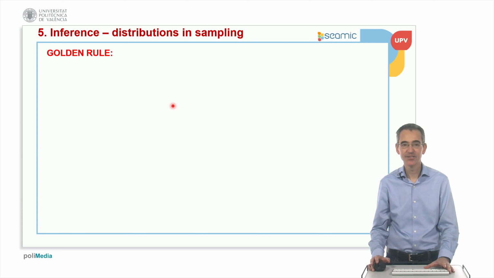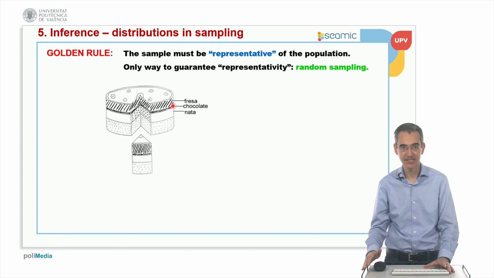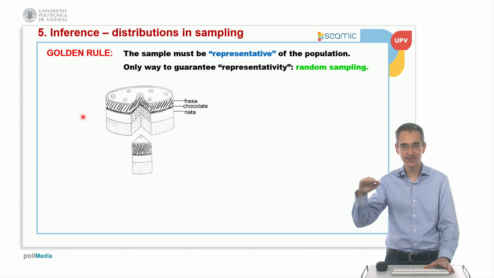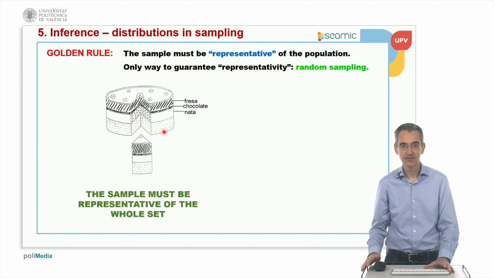Good. The golden rule of sampling is the following. The sample must be representative of the total population. And the only way to guarantee this representativity is random sampling. This is an example. Imagine that we have a pie comprised of different layers, which is quite often the case. So this is a good sample. This sample is representative of the total population, of the total pie.